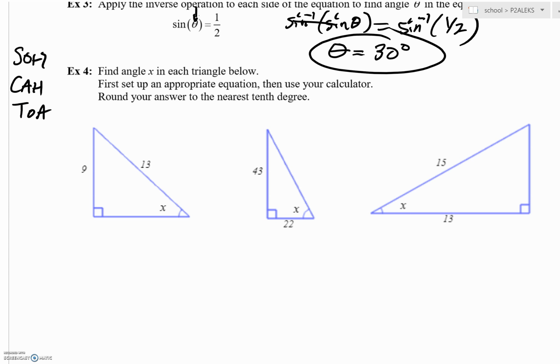SOHCAHTOA is still going to be relied on for every lesson in this unit. And once you have that mnemonic, you'll know which trig function you need to work with. So help me out. Here is a triangle. We've got x. What would I call the 9 here? That would be opposite. It's directly across. What would I call the 13?